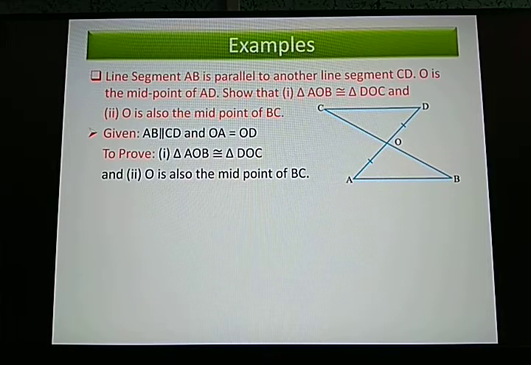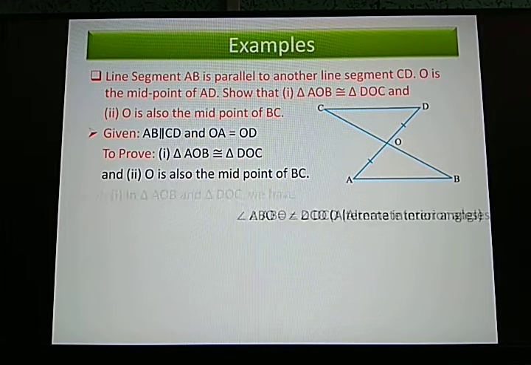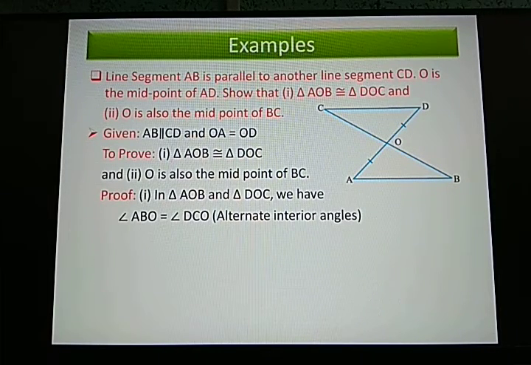Now what we need to prove? It is already given in the question that triangle AOB is congruent to triangle DOC and O is the midpoint of BC as well. So let us begin the proof. So in the proof, we will consider those two triangles only which are asked to show congruent. So triangle AOB and triangle DOC we have considered. In this triangle, since both the line segments AB and CD are parallel, we know that if the lines are parallel, then their alternate interior angles are equal.